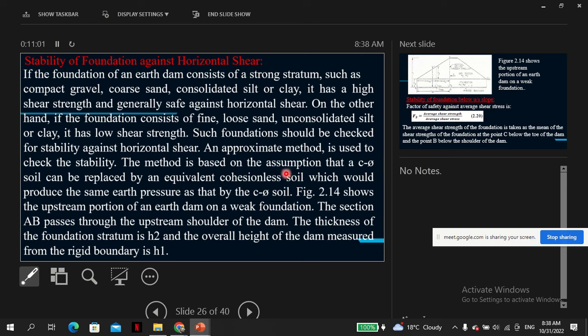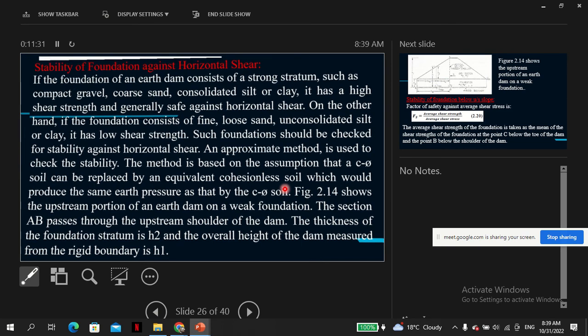The method is based on the assumption that C-phi soil should be replaced by an equivalent cohesionless soil, which would produce the same earth pressure as the C-phi soil. Figure 2.14 shows the upstream portion of an earth dam on weak foundation. The soil AB passes through the upstream shoulder of the dam. The thickness of the foundation stratum is H2, and the overall height of the dam measured from the rigid boundary is H1.